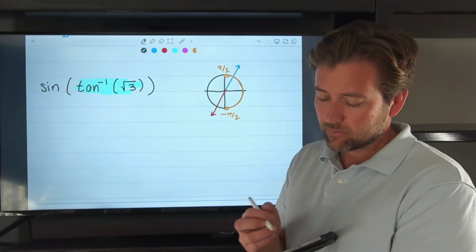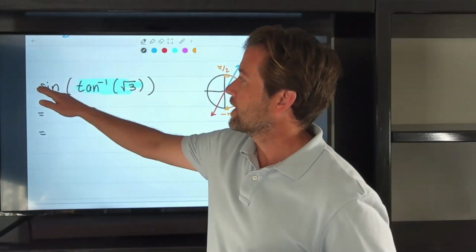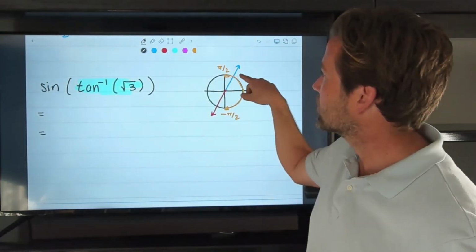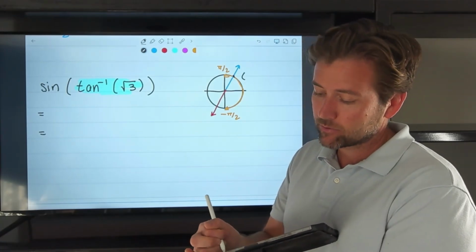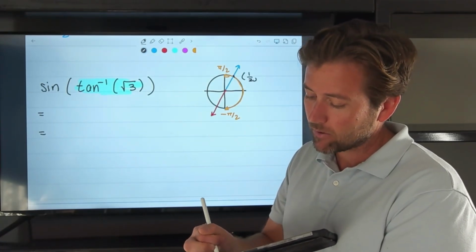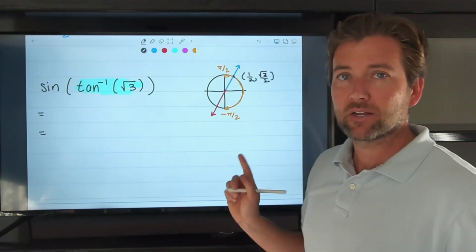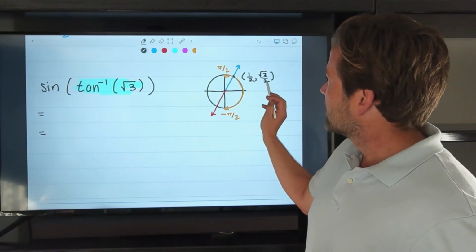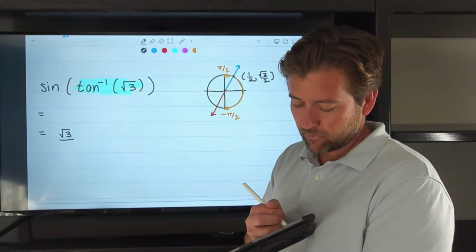So I want to know the sine or the y-coordinate where this angle intersects the unit circle. And we know it's this angle in blue here. That y-coordinate, well, let me label this point. It's 1/2, comma, square root of 3 over 2. We have to be familiar with the unit circle and that point and that angle. So the sine of this angle in blue is that y-coordinate, which is square root of 3 over 2.